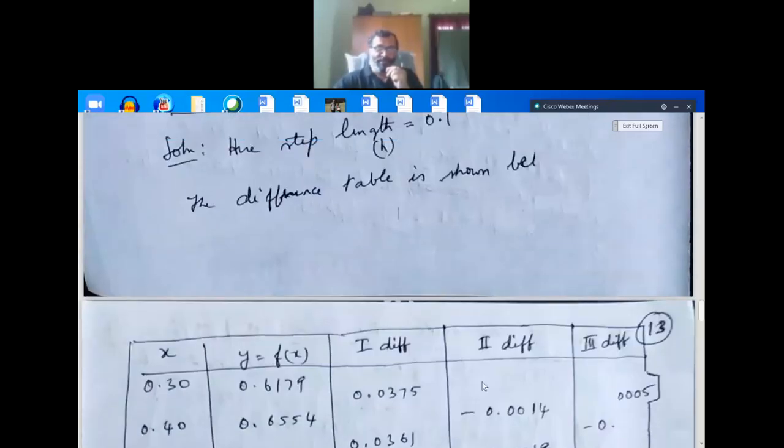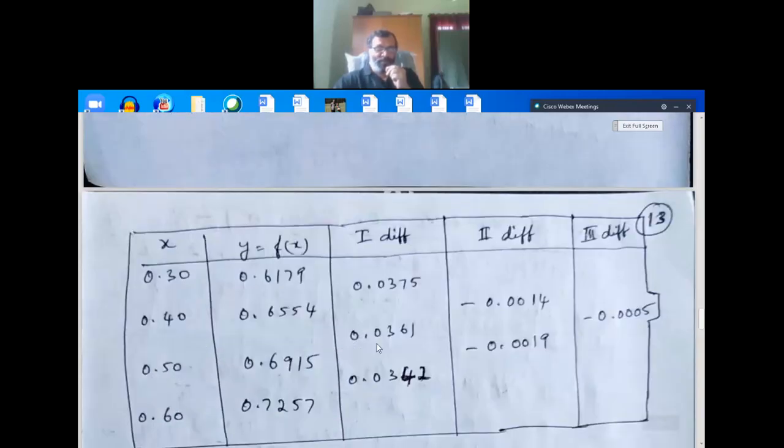Second difference, the method is the same. So this minus this, 0.0361 minus 0.0375. This is bigger, so minus 0.0014. Then 0.0342 minus 0.0361. It will be minus 0.0019. Again the next, the third difference: minus 0.0019 minus, minus into minus is plus, 0.0014. That you get as minus 0.0005.